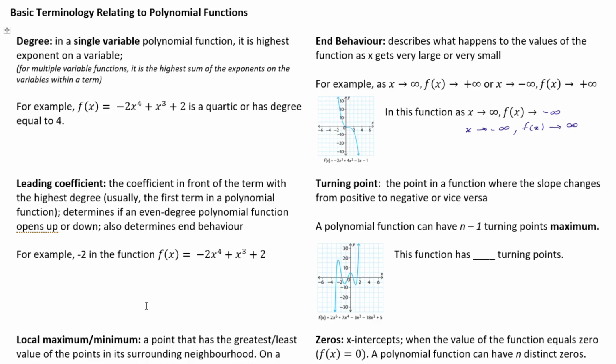So, for example, the leading coefficient in this polynomial function is -2 because it is the coefficient in front of the variable with the highest exponent, right? So that's quite important. Given that this right here has a leading coefficient of -2, this tells me that my function is going to open down. Okay, so my quartic function is going to open down because of the -2. We'll get into that a little bit more later.